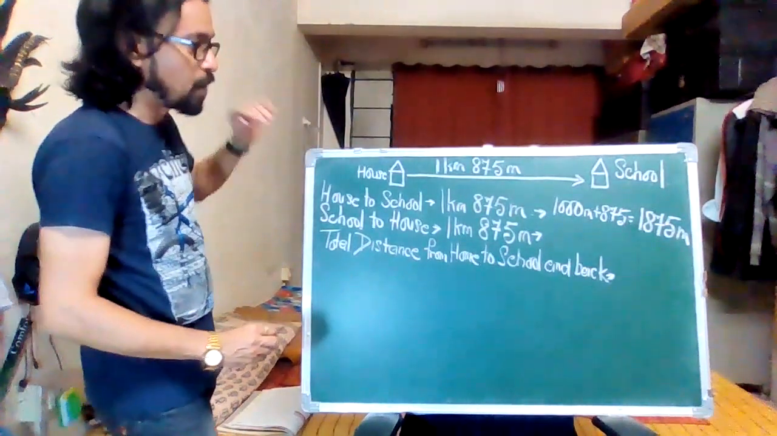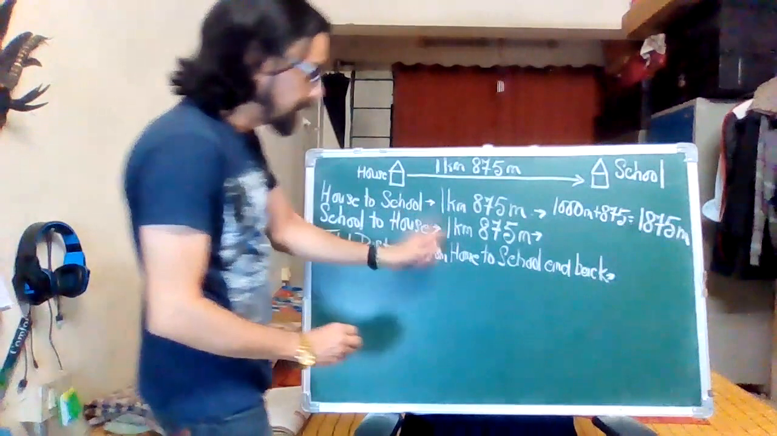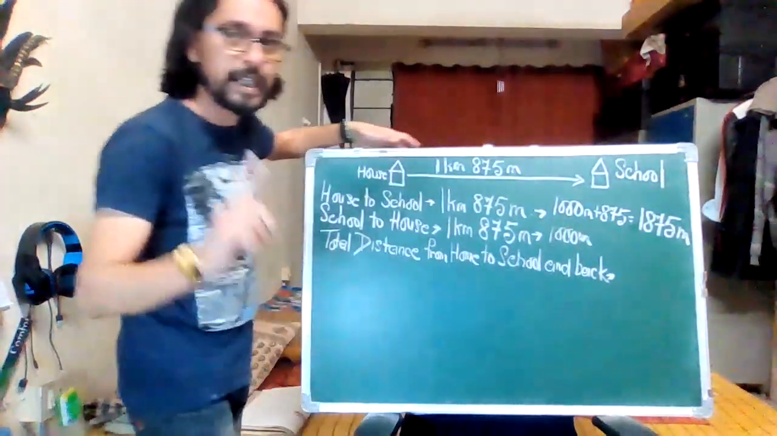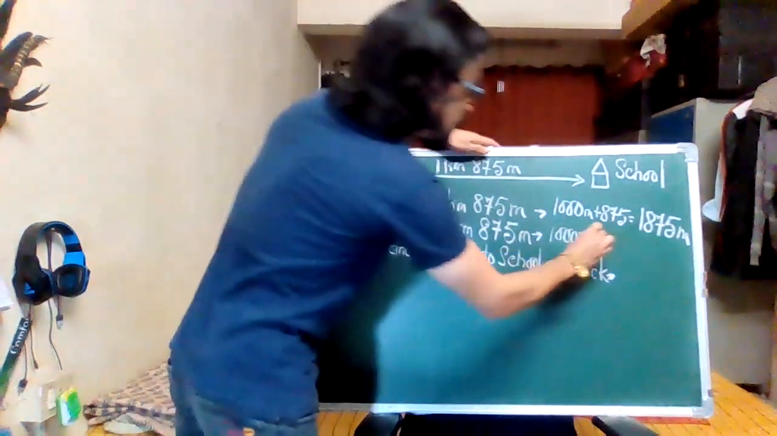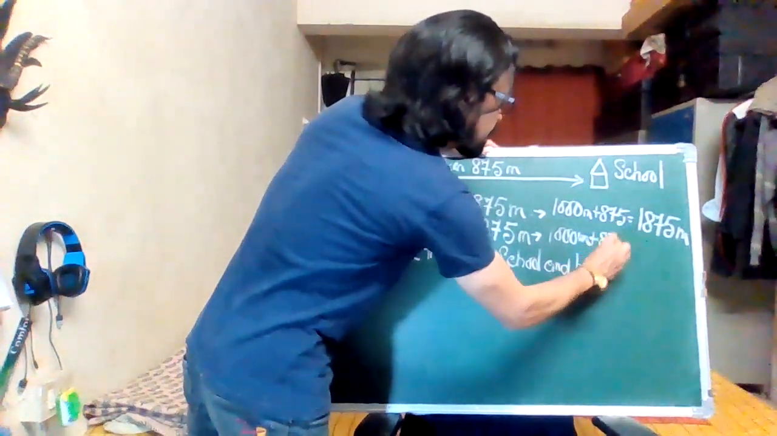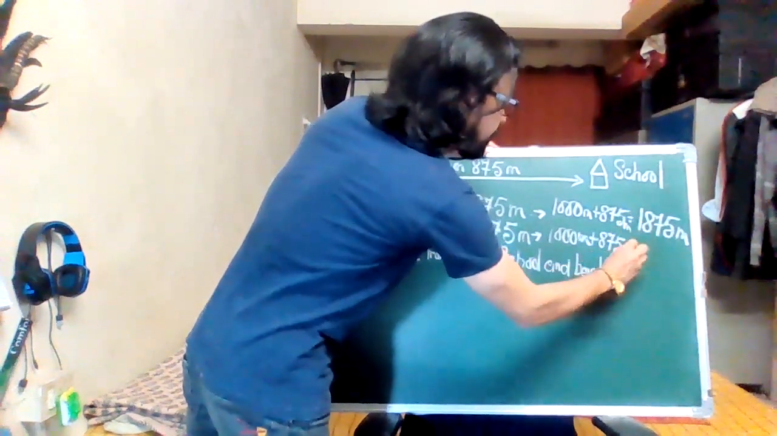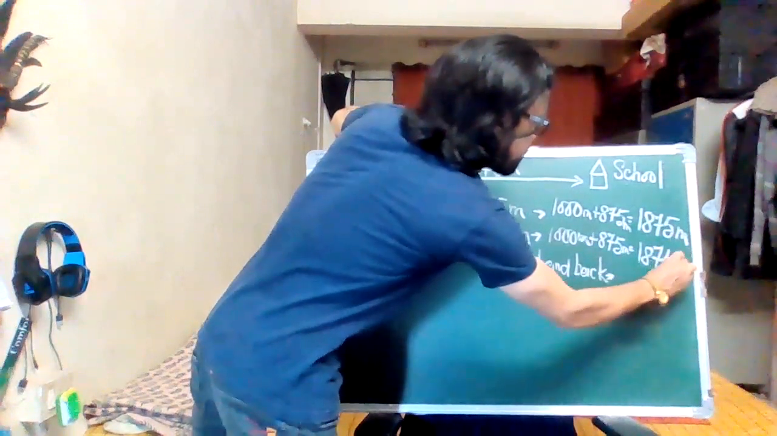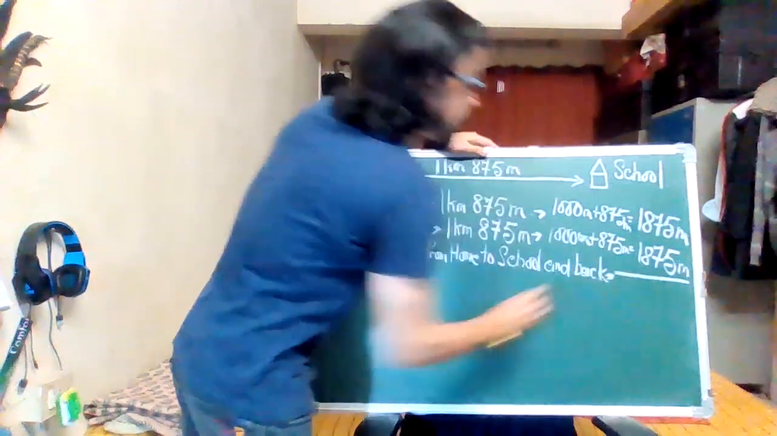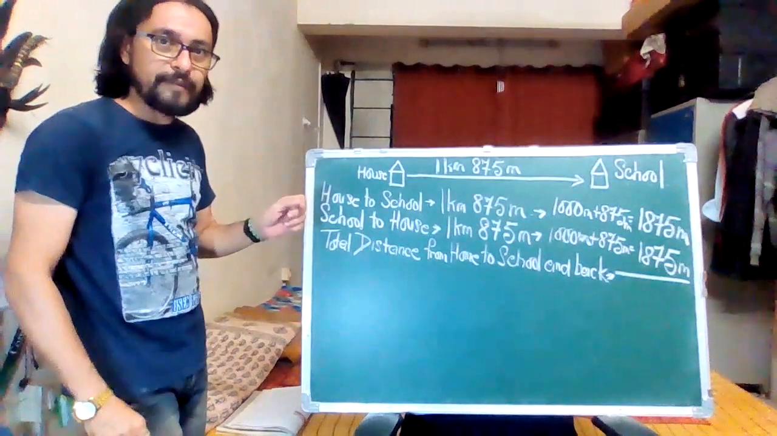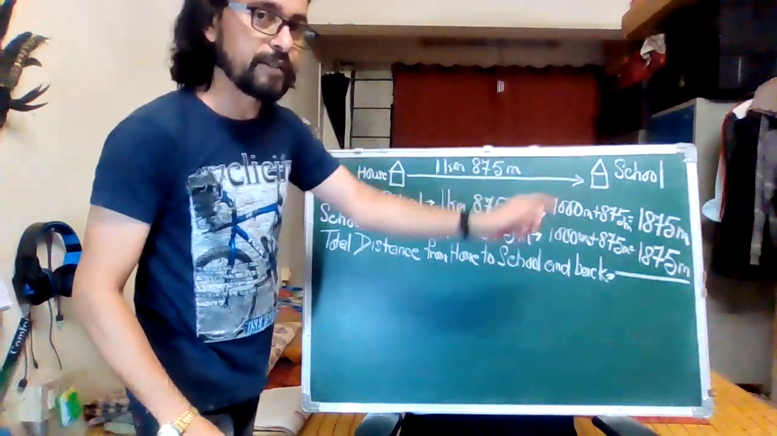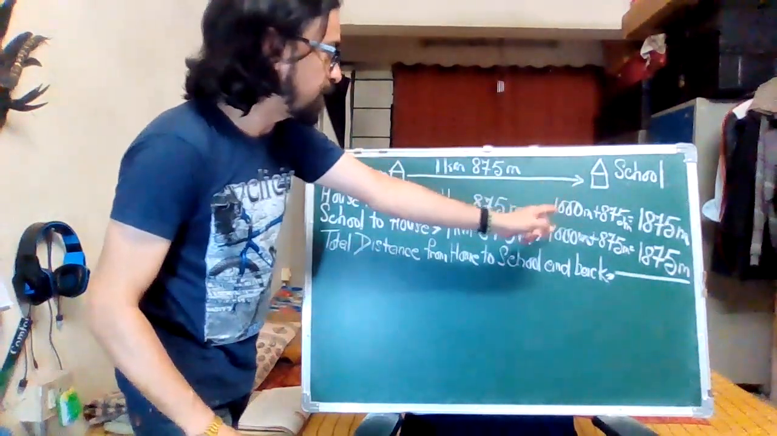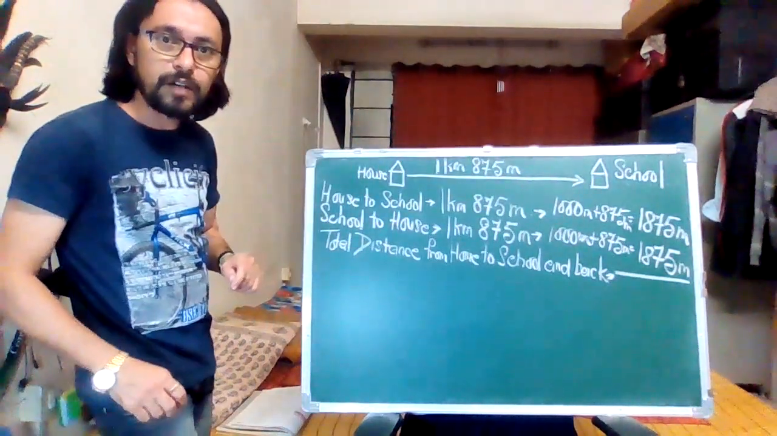From school to house is the same distance. So again, this 1 kilometer will be changed to 1,000 meters because 1,000 meters makes 1 kilometer plus 875 meters. Again gives me 1,875 meters. So she is traveling a distance of 1,875 meters from her house to the school and 1,875 meters from the school to the house.